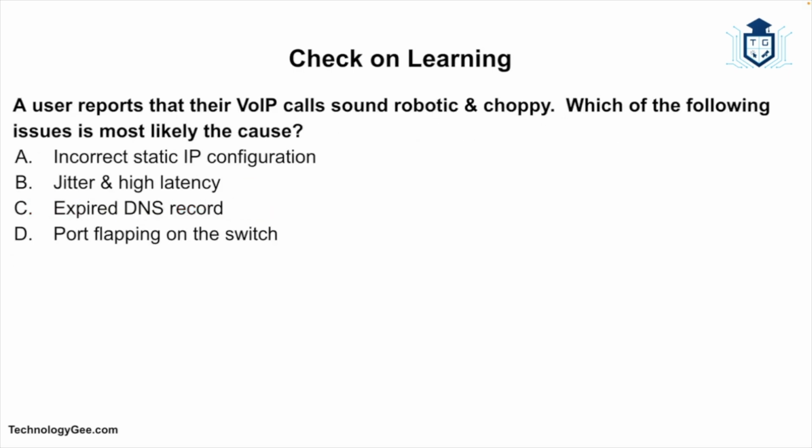And our final question is, a user reports that their VoIP calls sound robotic and choppy. Which of the following issues is most likely the cause? Is it incorrect static IP configuration, jitter and high latency, expired DNS record, or port flapping on the switch?